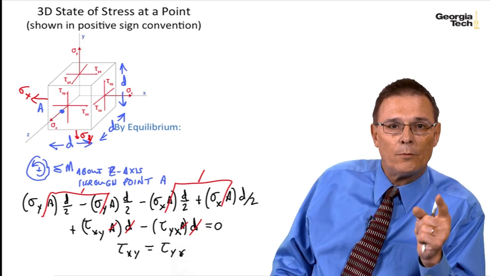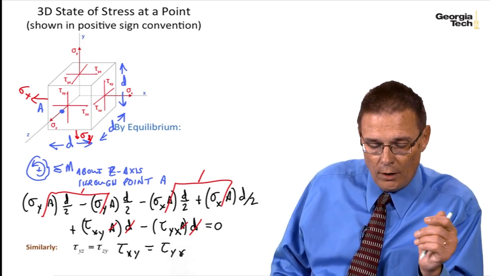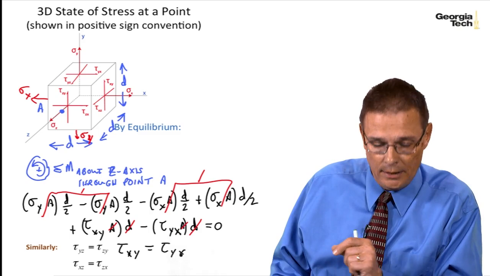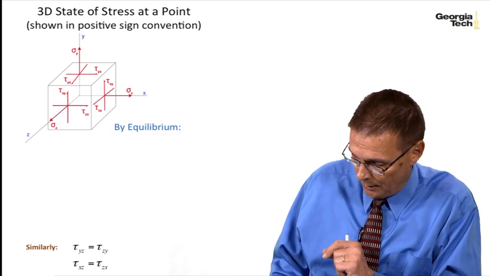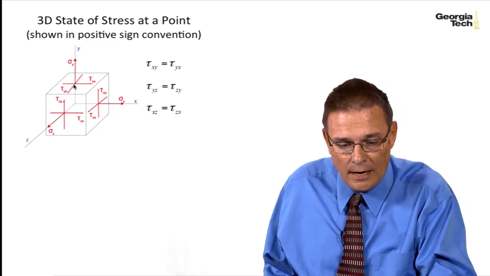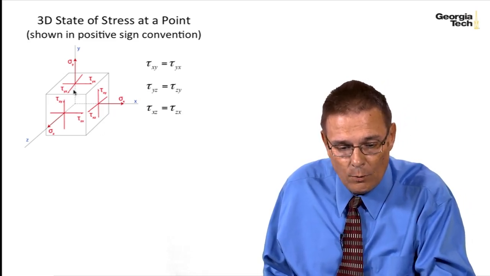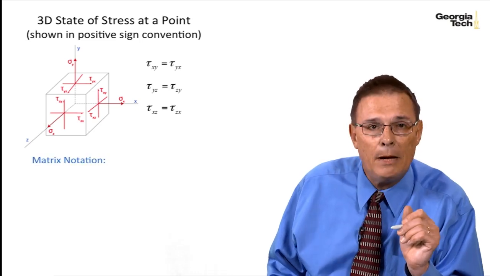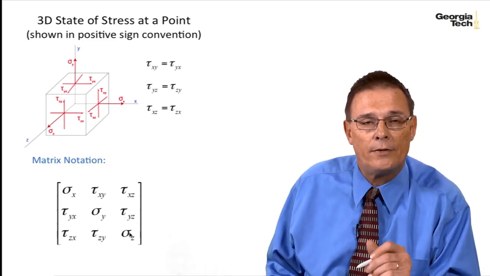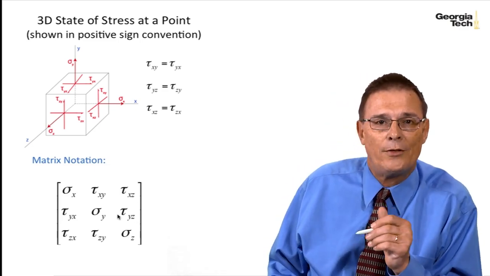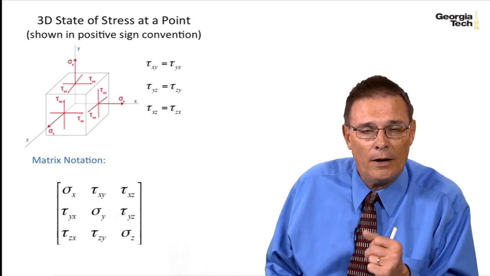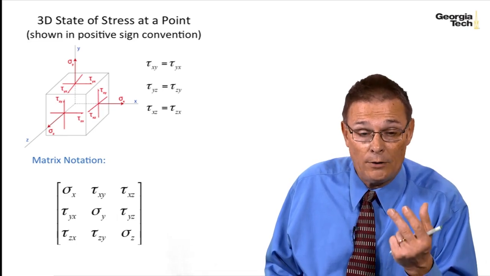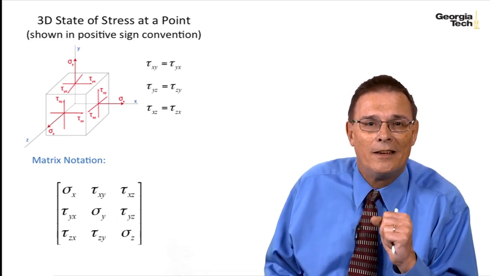And you can do a similar type of equilibrium for the tau yz and tau zy. They have to be equal, and tau xz and tau zx have to be equal. And so here is my state of stress. I see that these shear stresses are equal, these are equal, and these are equal. I can express the state of stress as a tensor in matrix notation. I put my normal stresses on the diagonal, and I put my shear stresses on the off diagonal. And so that's, as a wrap-up, the way to express a 3D state of stress, and also to show the positive sign conventions. And we'll see you next time.